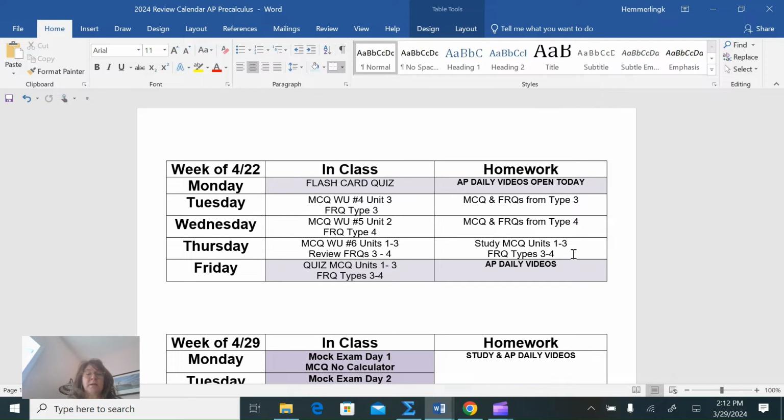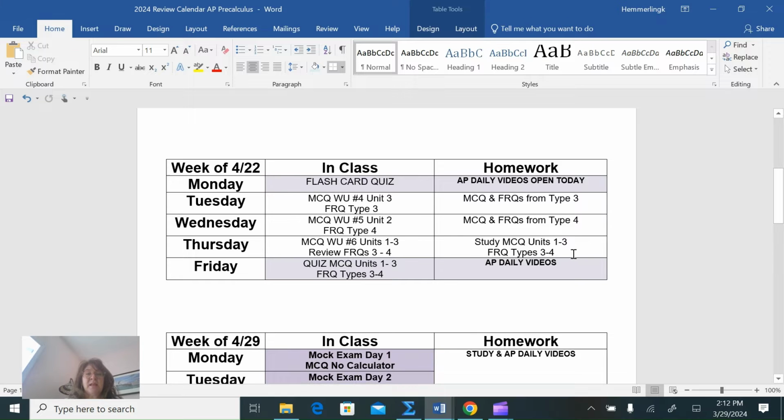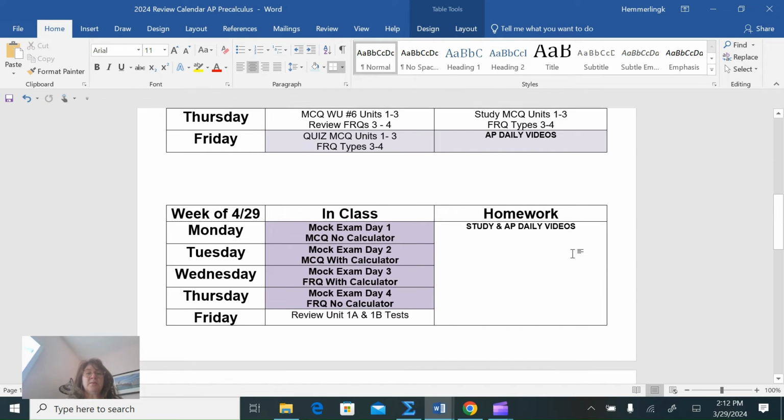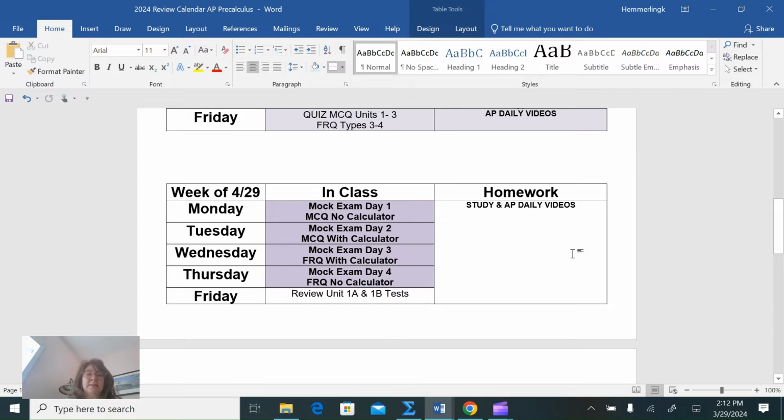And then their homework will be to just keep preparing for the exam, keep working on AP Classroom, and watch those AP Daily videos. Then the third week of review is when I do a mock exam in school. So you see that takes 4 days.